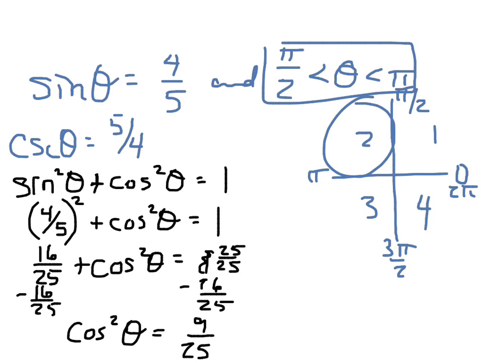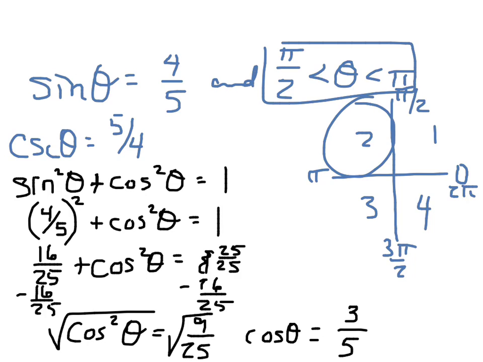How do you get rid of the square? Take the square root of it. How do you square root a fraction? You do the top and the bottom separately. So therefore, the cosine of theta, what's the square root of 9? 3. And what's the square root of 25? 5. You just found the cosine.